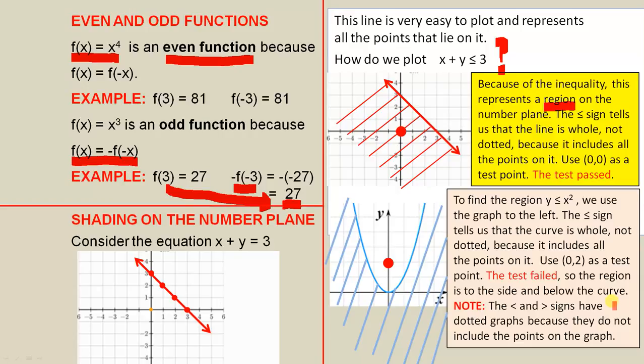Note, the less than and greater than signs have dotted graphs because they do not include the points on the graph. So if ever you get an inequality with either of those signs, the straight lines or the curves are dotted because you do not include the points on the curves or the lines themselves.